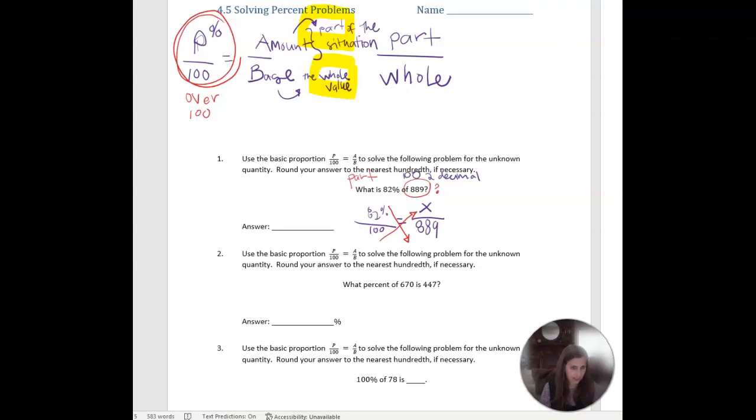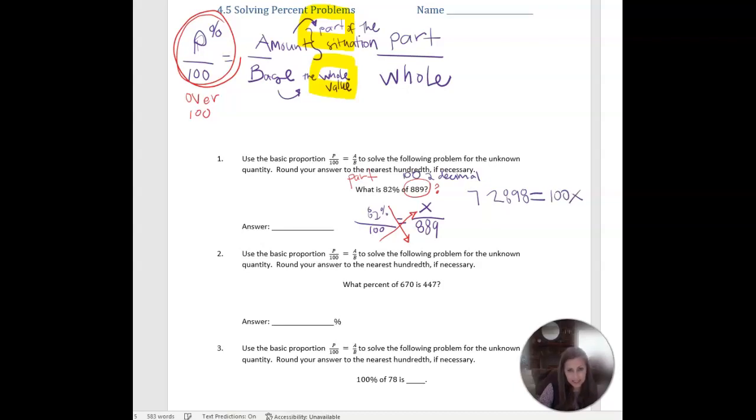82 times 889. Oh my, I put a 3. 82 times 889 is, I'm going to have to go over here. Let's go to purple. 72,898. I set that equal to what I get when I multiply in the other direction. 100 times x is just 100x.